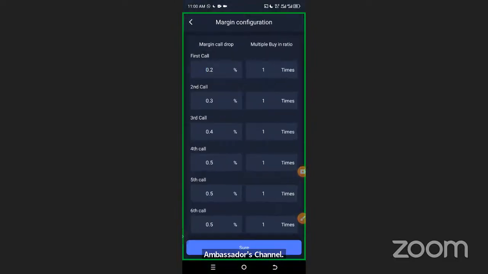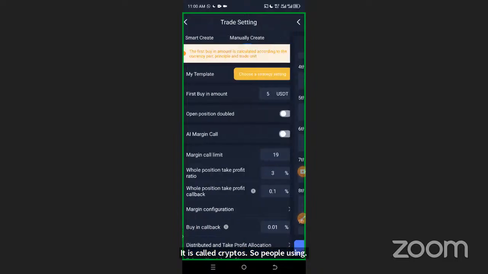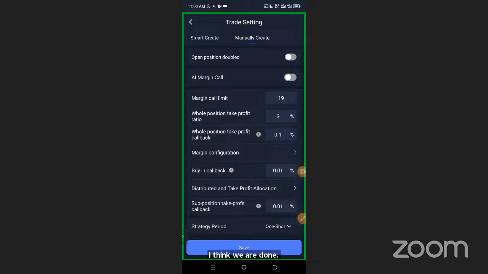So people using $100, I think we are done with our settings. After that, come here and save.